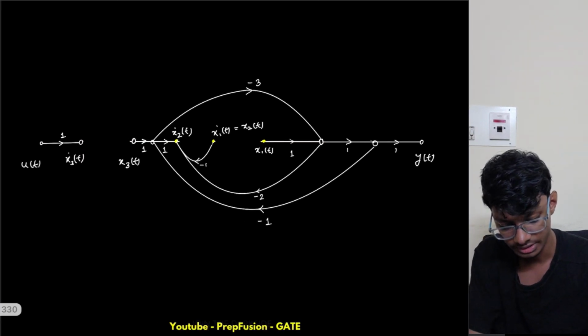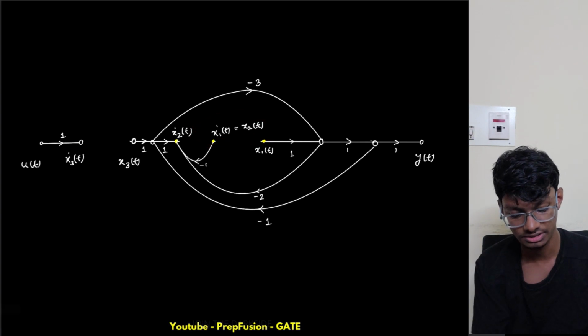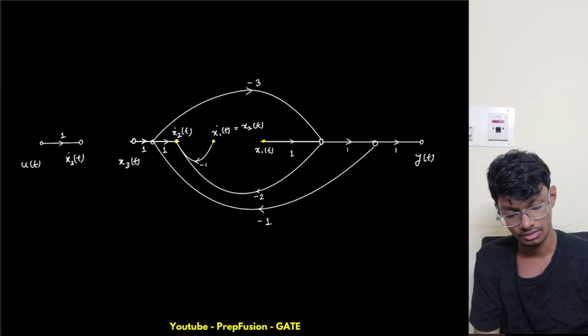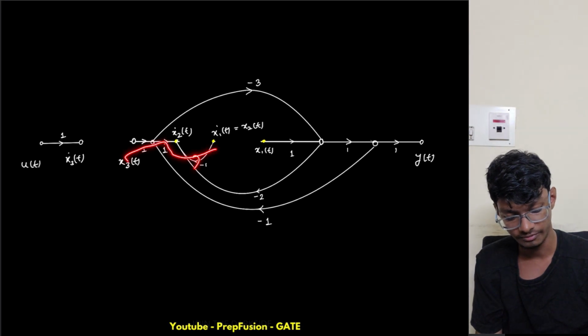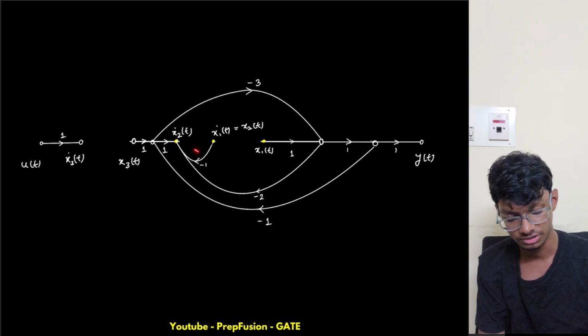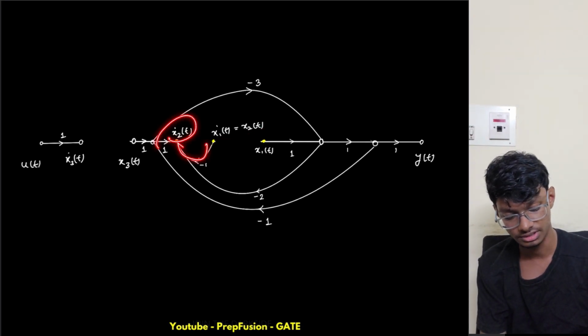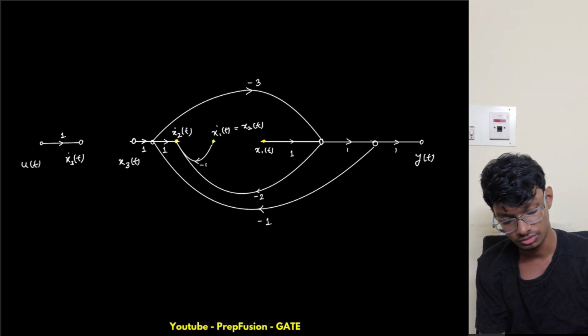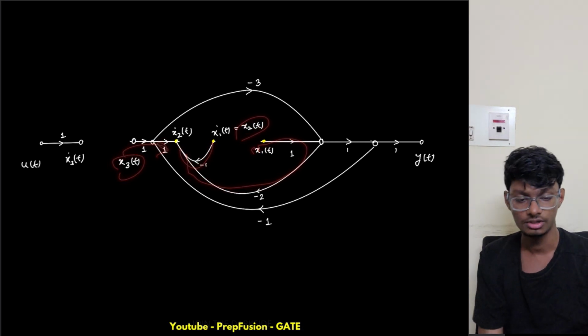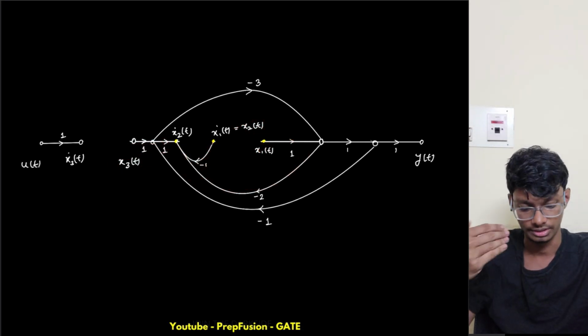This one was easy, right? Only one equation, as this doesn't have any other incoming nodes, because I can come from here, but that is the opposite of the flow direction. So this has only this equation. Now for this x2 dot, this has 3 incoming nodes. This x2 is coming from here, this x1 is coming from here also, and this x3 is also coming. So we will have to use Mason's gain formula.